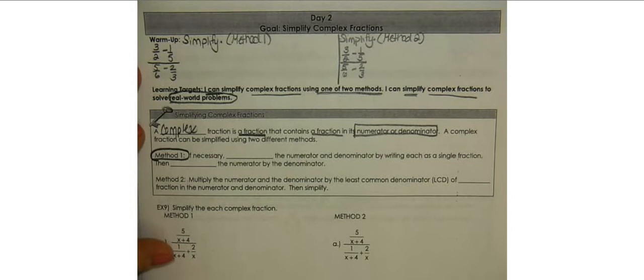So method number one says, if necessary, simplify the numerator and the denominator by writing each as a single fraction. Then we're going to divide the numerator by the denominator.